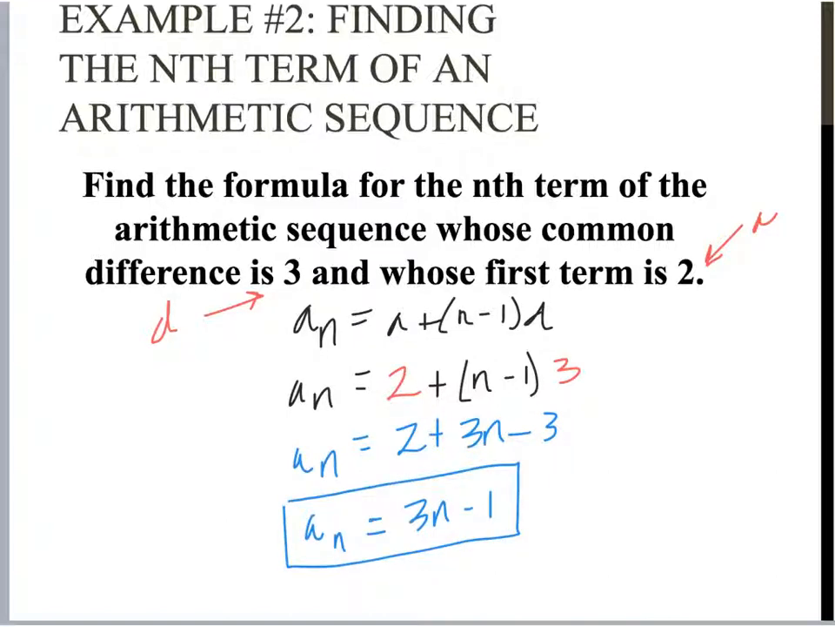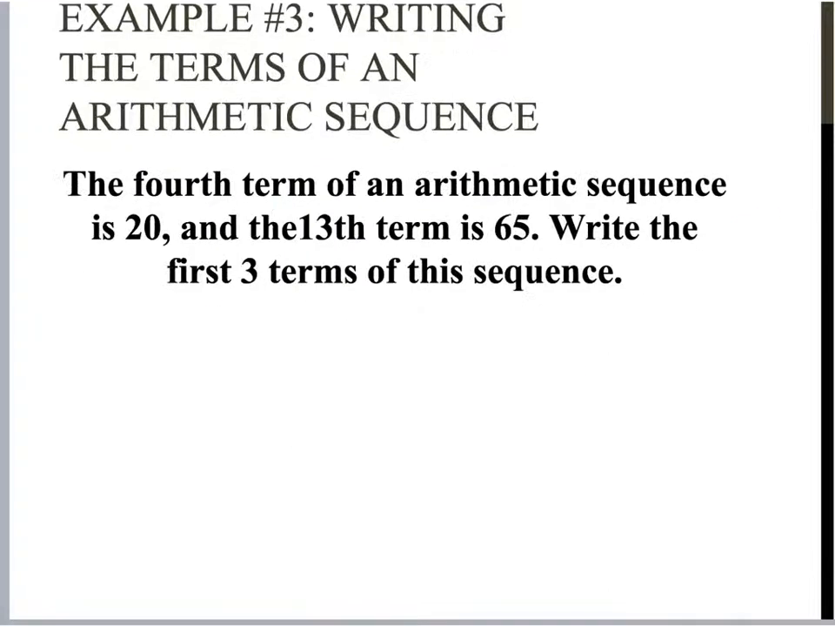And that's our final answer. Okay, let's take a look at the next one. This time it asked for the fourth term of the arithmetic sequence. This one tells you that the fourth term is 20 and that the 13th term is 65, and so they want you to write the first three terms.